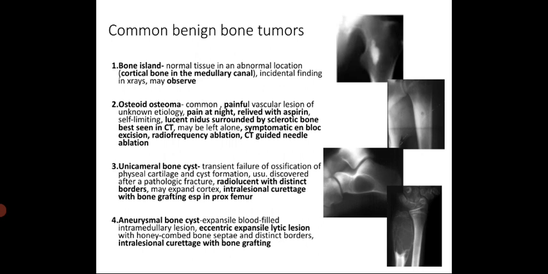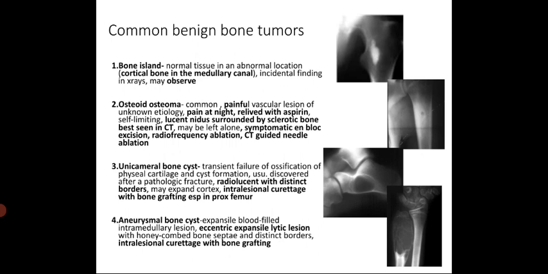So, unicameral bone cyst is a transient failure of ossification of the physeal cartilage, and here we have cyst formation. They're usually discovered after a pathologic fracture, and on x-rays, you can see a radiolucent structure with distinct borders. Sometimes it actually expands the cortex, and it's usually managed with traditional curettage with bone grafting, especially for example in the proximal femur.